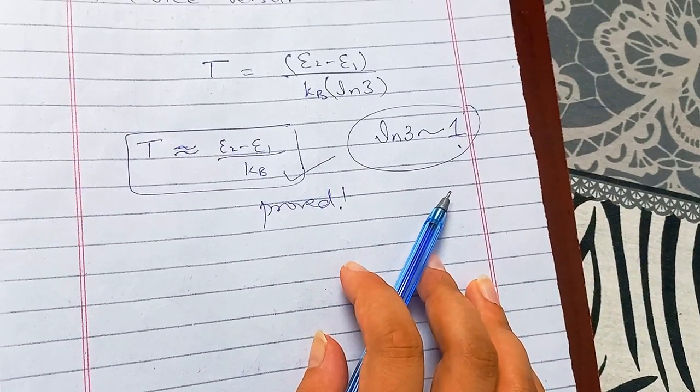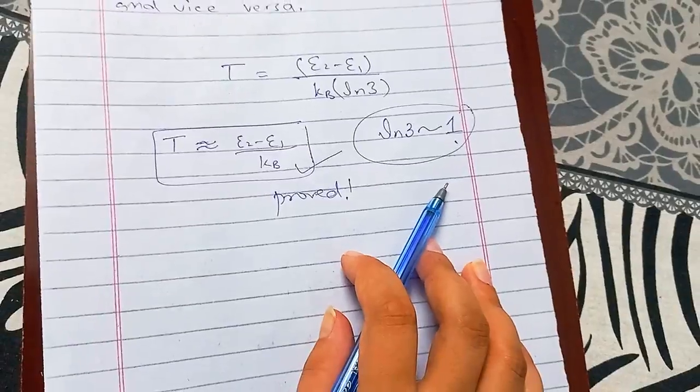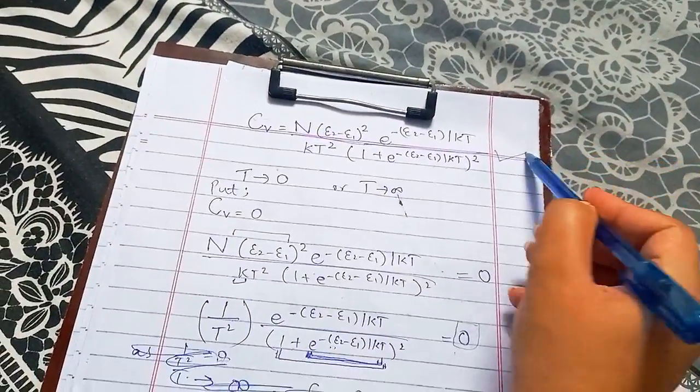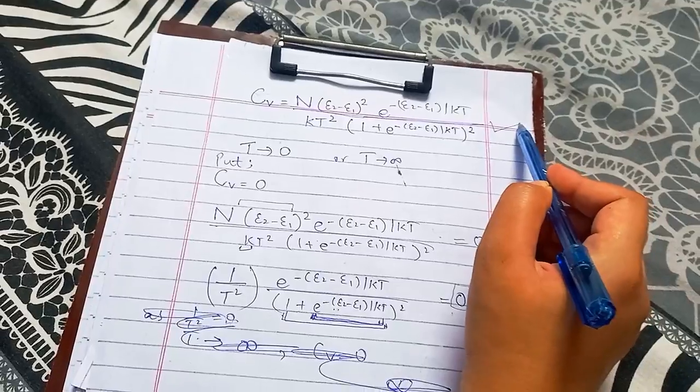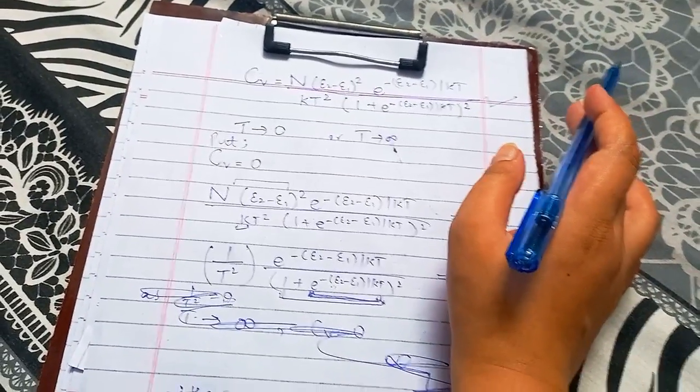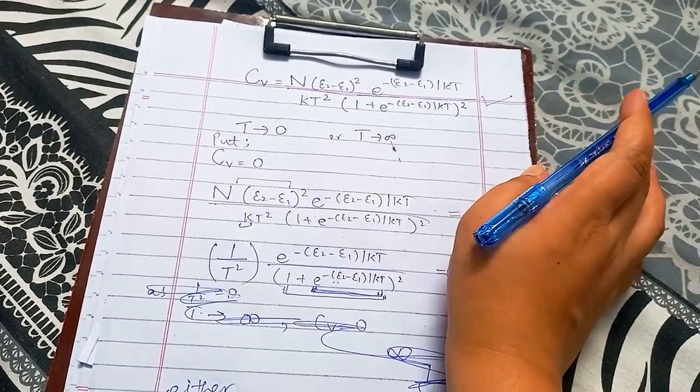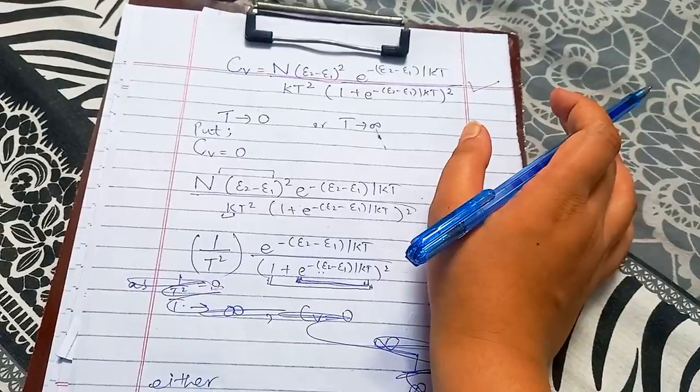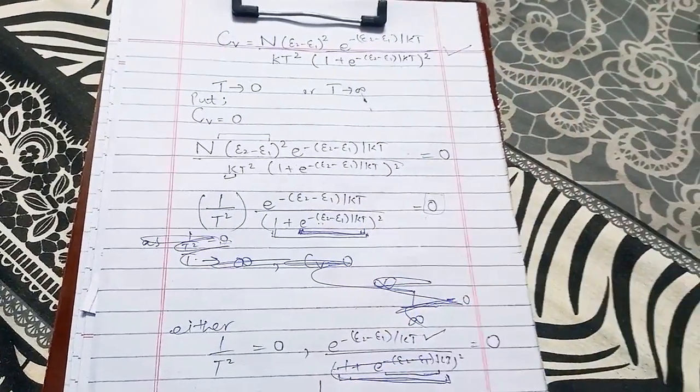Okay, this was the last part, and yeah, we calculated average energy as well as heat capacity, and we saw their extreme values, and we proved that what we have predicted was correct. Okay, so that is it for this video.